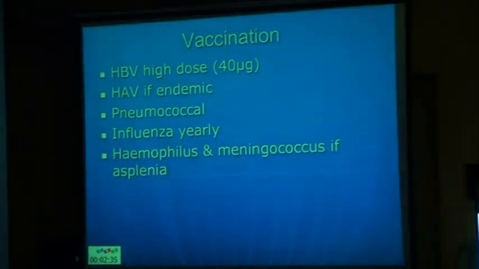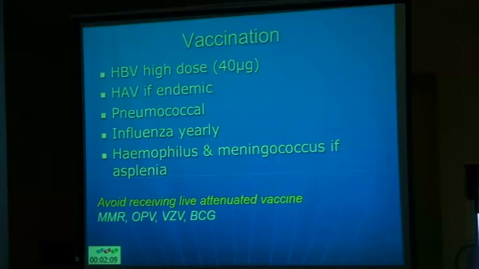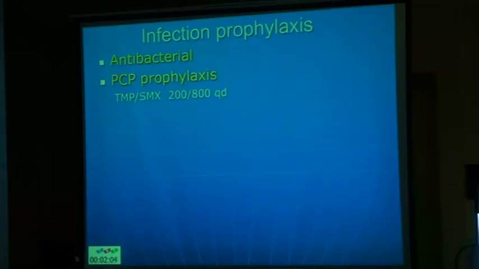So now you see that our patients tolerate infection poorly, and the cornerstone will be prophylactic treatment, and this starts with vaccination. You have to finish high-dose hepatitis B virus vaccines prior to transplantation and preferably prior to dialysis, and you should give hepatitis A virus vaccine if the condition is endemic, pneumococcal vaccinations, influenza given yearly, and Haemophilus and meningococcal if the patient has asplenia. Please notice that you avoid live attenuated vaccines.